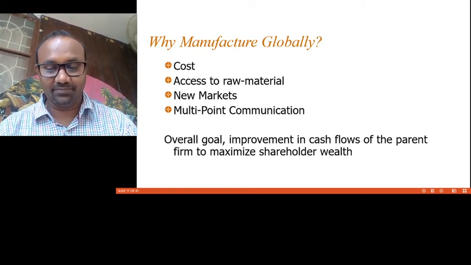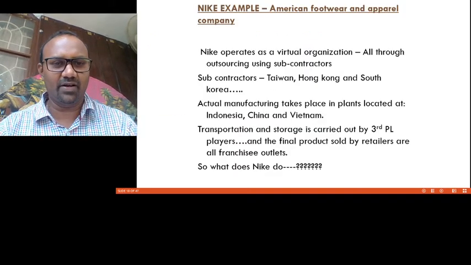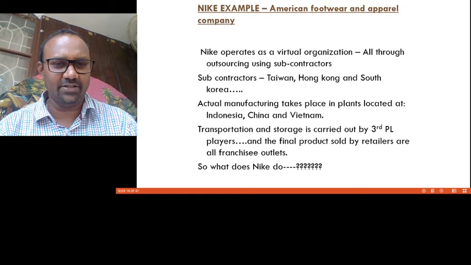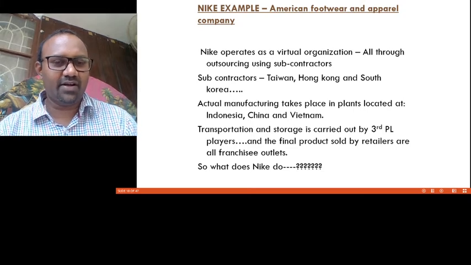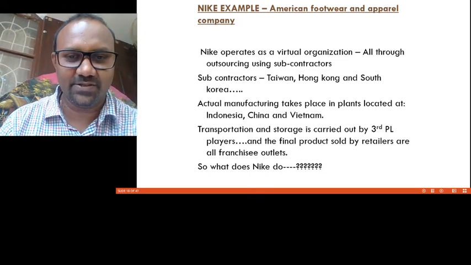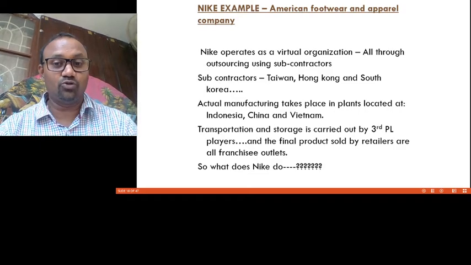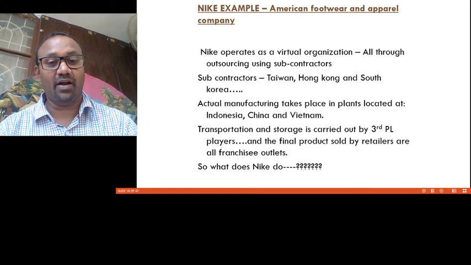So let's look at an example. Here we have an example for Nike. So Nike is an American footwear and apparel company. Nike right now operates more like a virtual organization because it has outsourced its entire footwear and apparel manufacturing to subcontractors who are situated in Taiwan, Hong Kong, and South Korea. So the subcontractors in these three countries are able to manufacture for the bulk of demand that Nike has. Furthermore, these subcontractors from Taiwan, Hong Kong, and South Korea outsource it further to smaller subcontractors in Indonesia, China, and Vietnam, where the product actually gets manufactured.